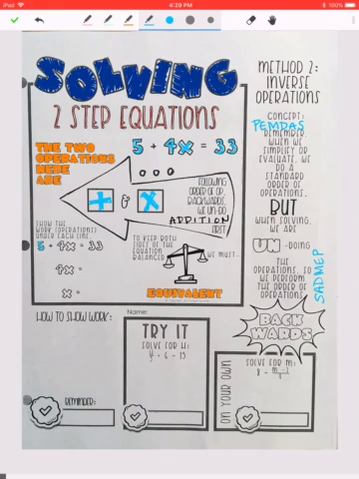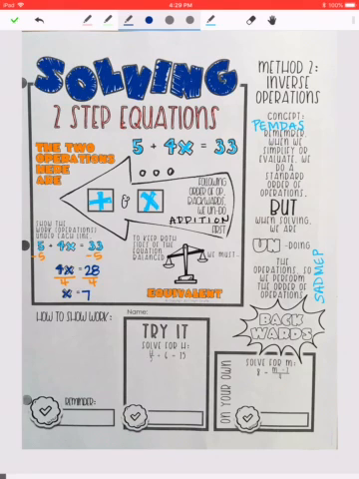So I have 5 plus 4x equals 33. And so I need to do my order of operations first. I need to undo the addition. So I'm going to subtract 5 from both sides. And I get 4x equals 33 minus 5 is 28. Well, then I need to undo the multiplication. To undo it, I divide. So 28 divided by 4 is x equals 7.